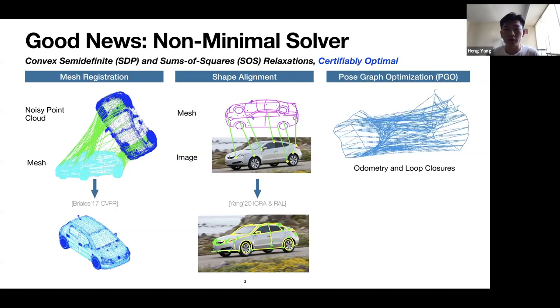The third example is related to SLAM. This problem is called pose graph optimization, and it consists in finding the globally optimal pose graph given the noisy measurements from odometry and loop closures. In this example, the seminal work SE-Sync can compute the globally optimal pose graph very quickly.